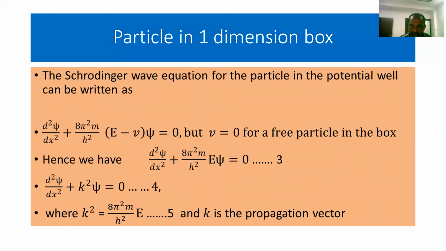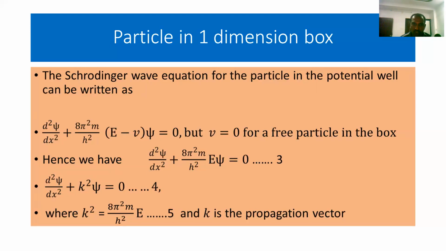But V is 0 because the particle is inside the box. Hence, the equation can be written as d²ψ/dx² + (8π²m/h²)Eψ = 0. And here in the equation, 8π²mE/h² is constant.